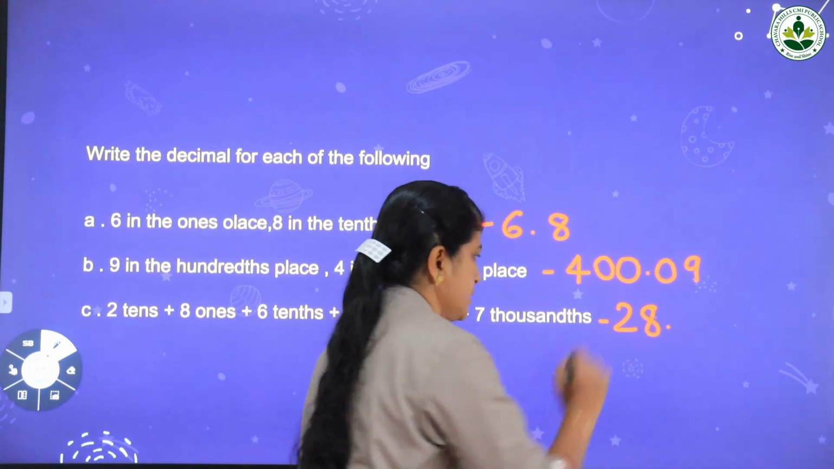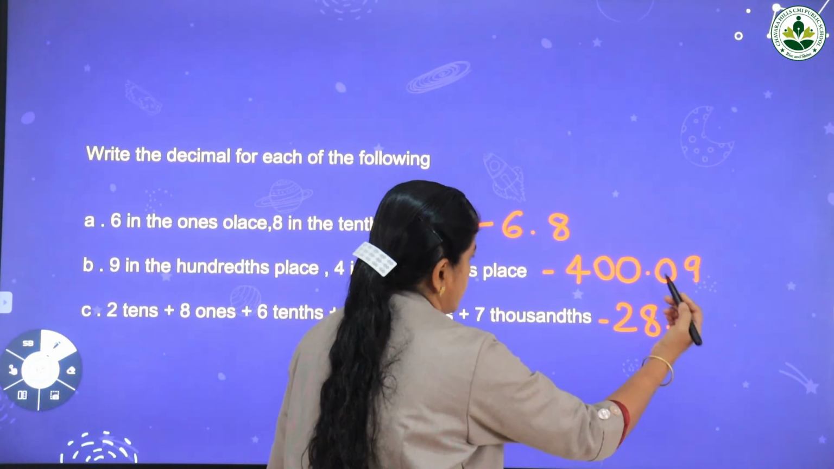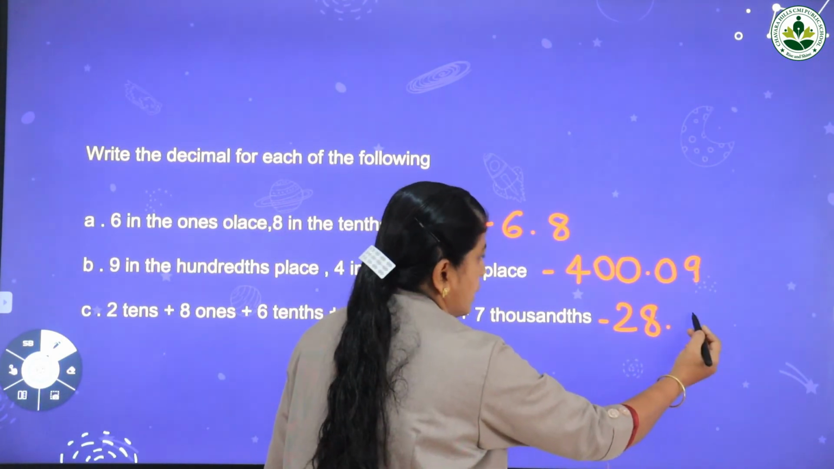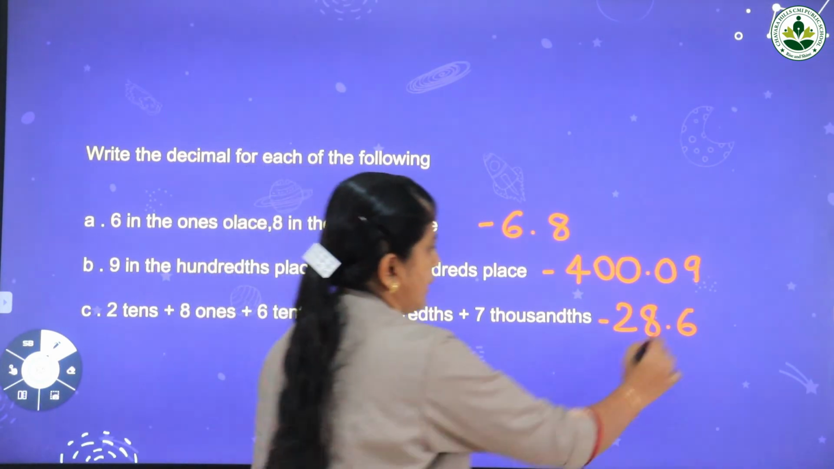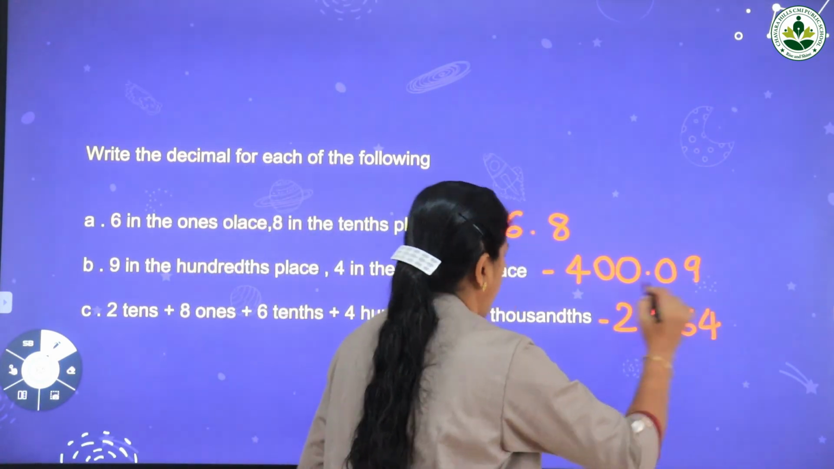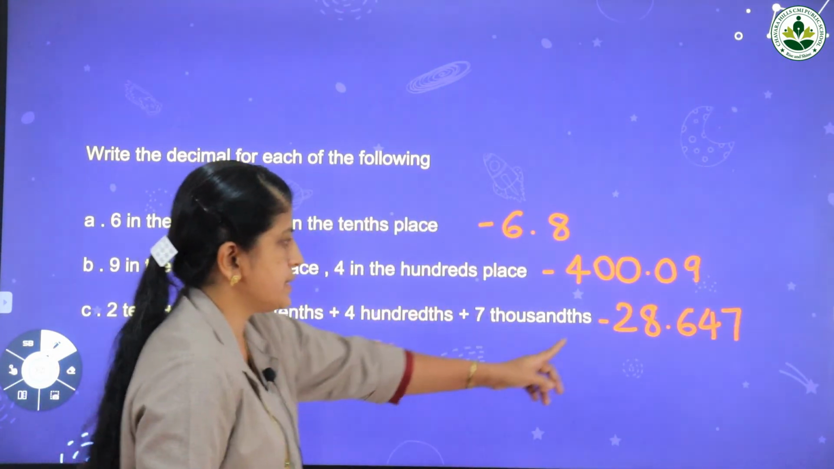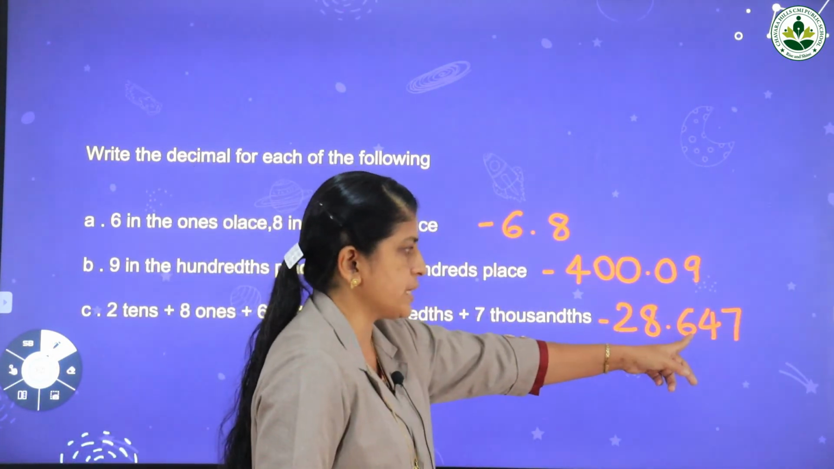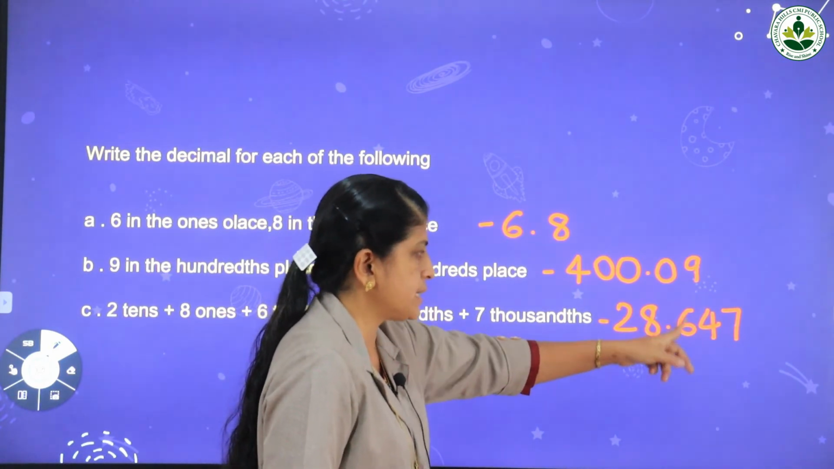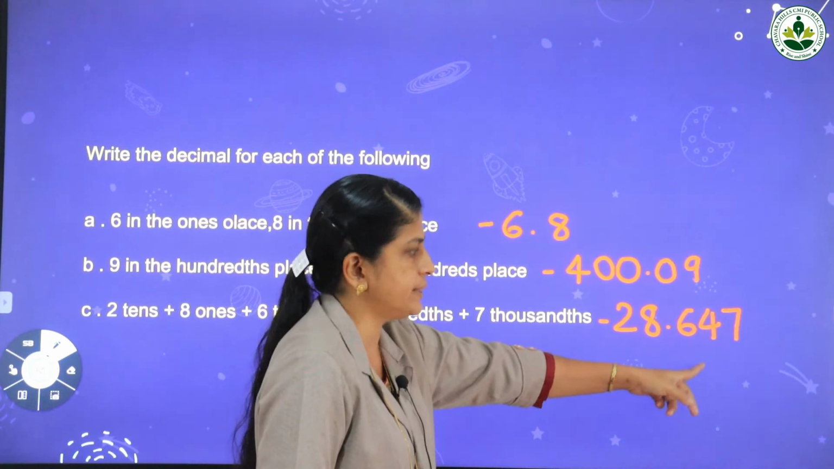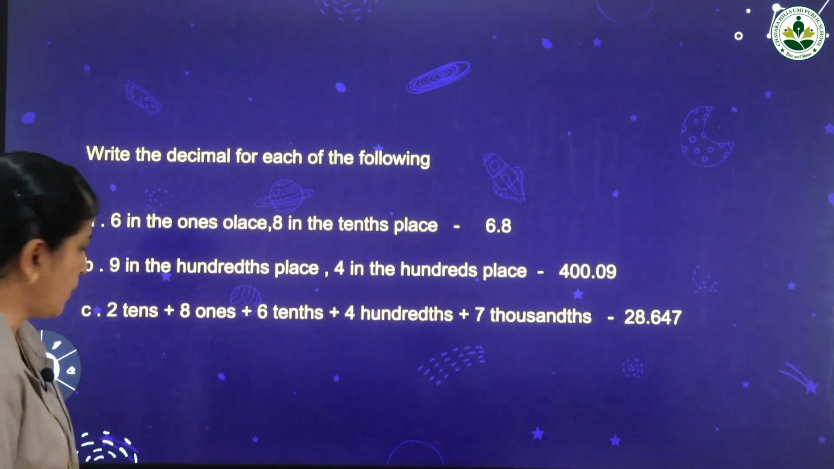Then point. 6 tenths. 6 tenths means the tenths place, which is right after the point. Then 4 hundredths and 7 thousandths. Therefore, this is the number 28.647. In that one: 2 tens, 8 ones, 6 tenths, 4 hundredths and 7 thousandths. Therefore, write this in the notebook.